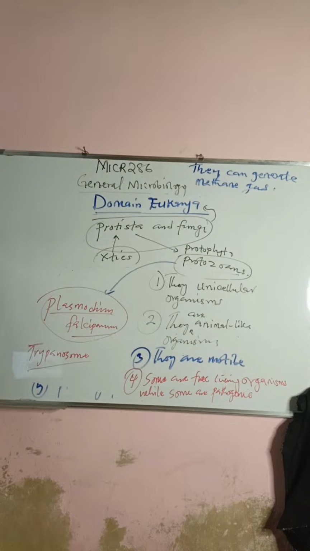And examples of these protozoans, we have Plasmodium falciparum, an example of organisms that cause malaria. And we have trypanosomes. We have different species of trypanosome. We have Trypanosome brucei, Trypanosome congolense, Trypanosome rhodesiense. All these are examples of protozoan organisms. Is that clear?